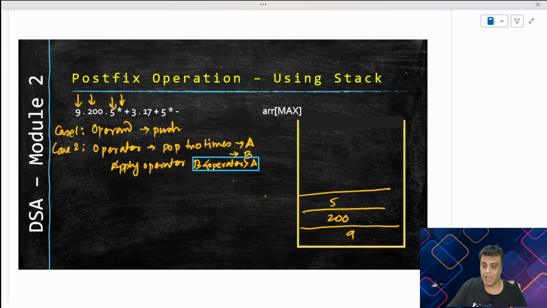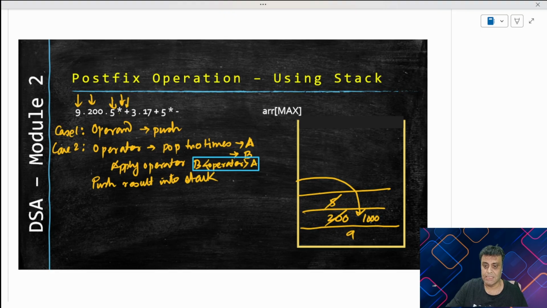So now what will be the output? We will pop 5. 5 has become my A. We will pop 200. 200 has become my B. And we will apply this star on 200 and 5 as this. What do we get? We get 1000. Push 1000 back into the stack. So this will be push result into stack, right? So that is how the algorithm should go. So now we have 1000 here in the stack.